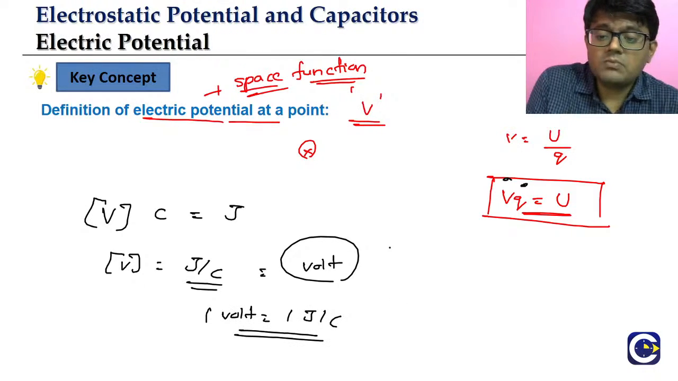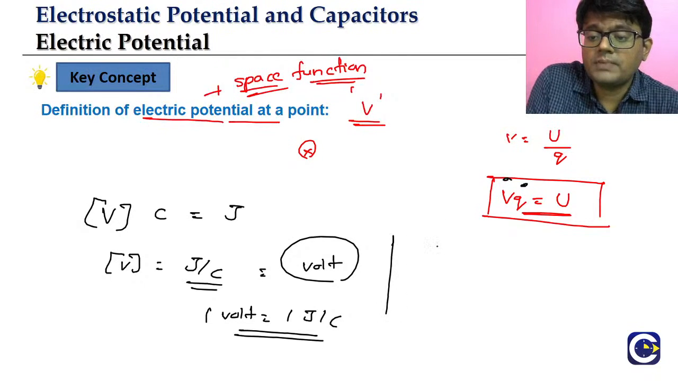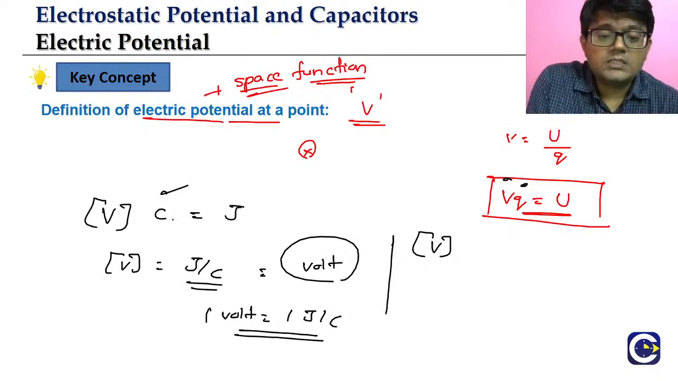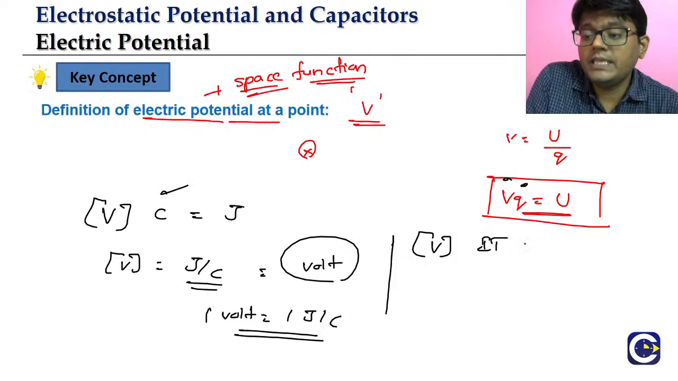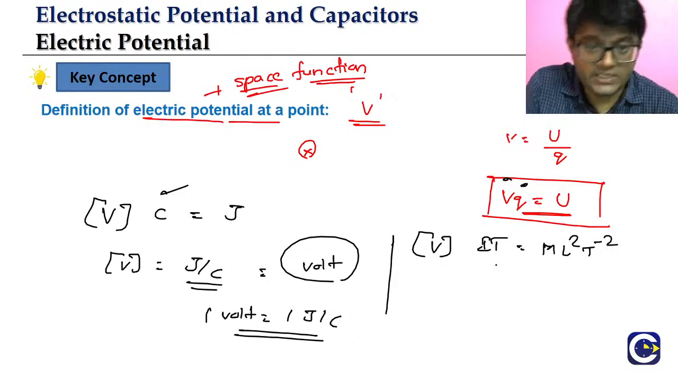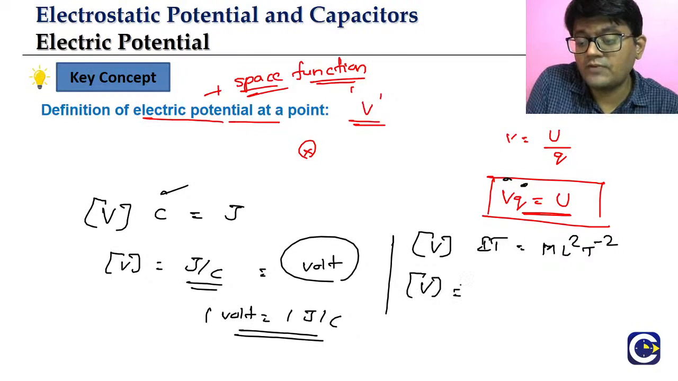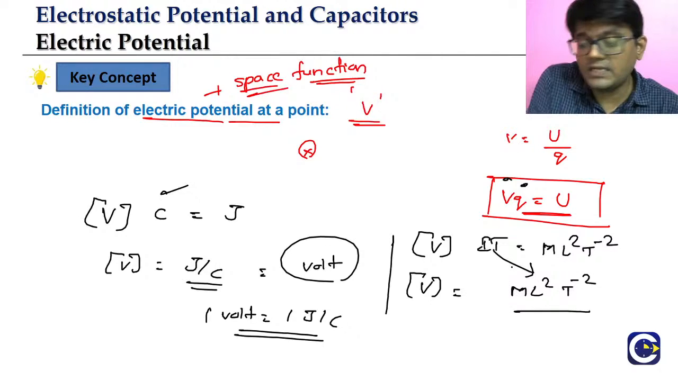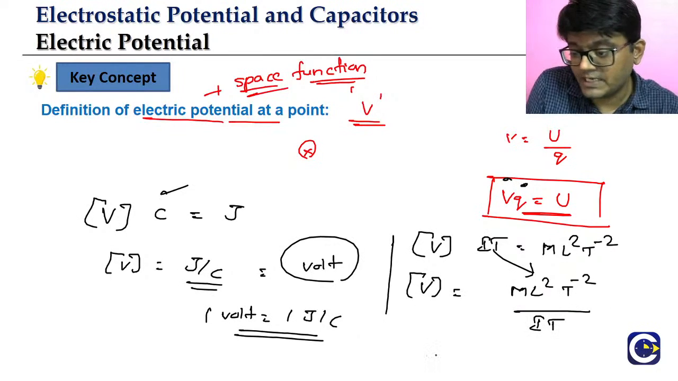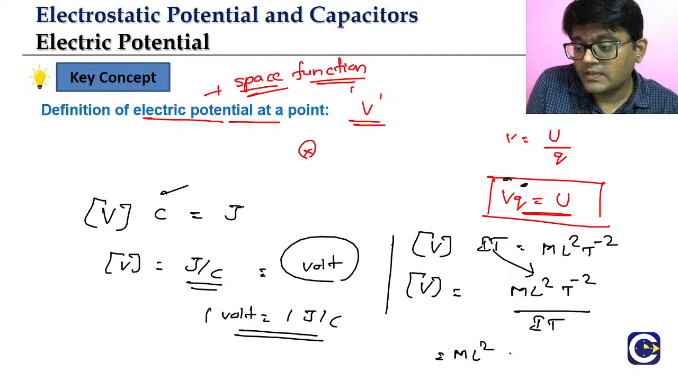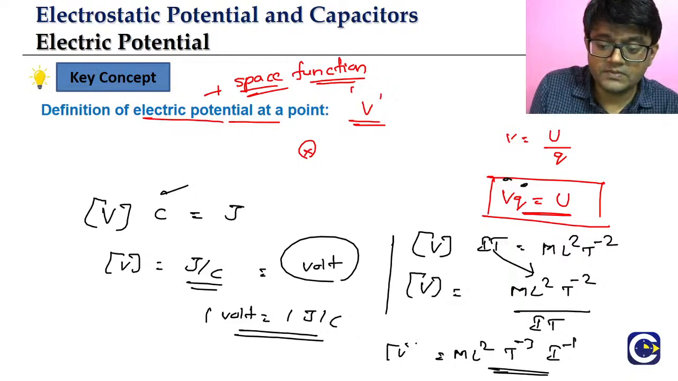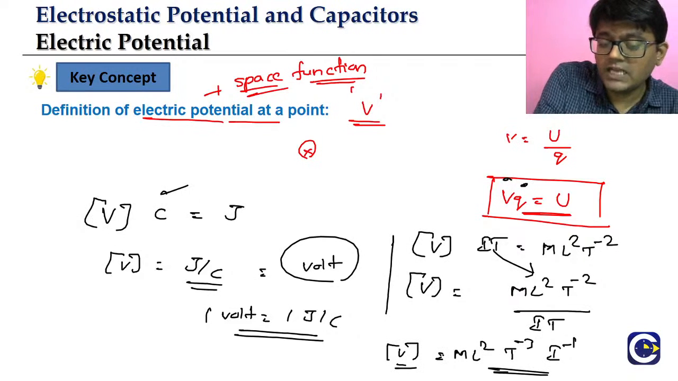And what about the dimensional formula? Look, for charge, what is the dimensional formula? I into T. Potential energy is energy, and the dimensional formula of energy is M L square T power minus 2. So the dimensional formula for the potential is M L square T power minus 2 divided by I T, since it goes to the denominator. That becomes M L square T power minus 3 I power minus 1. This is the dimensional formula for the electric potential.